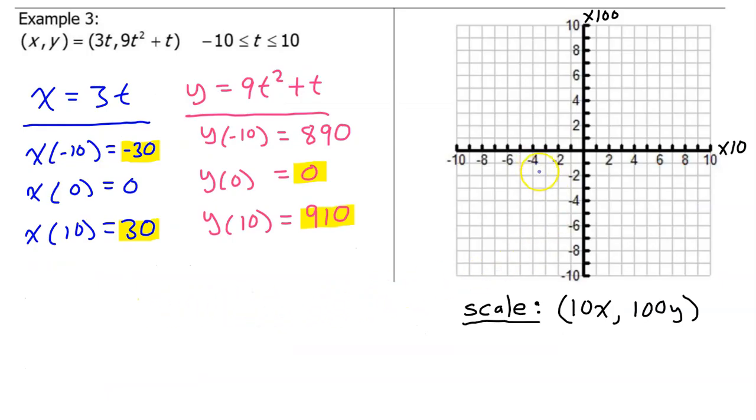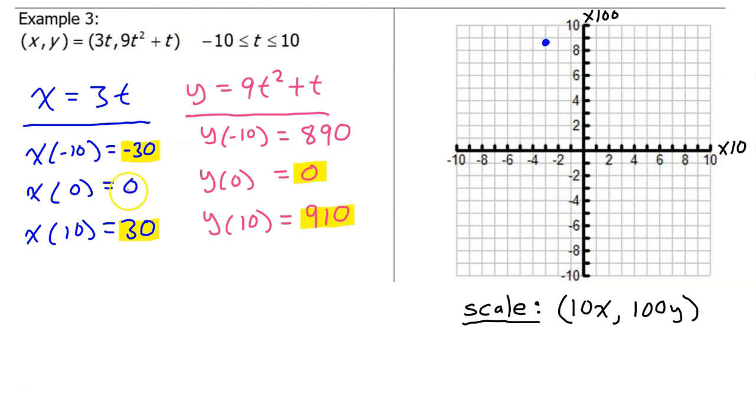For our notes, let's make a sketch of what we just saw. I need to change the scale so the graph will fit. For the x values, I'm going to multiply by 10. So each number will be like 10, 20, 30, 40. On the y-axis, I'm going to multiply by 100. So this is 200, 400, 600. When t was equal to negative 10, the x value was negative 30, and the y value was 890. So using my new scale, negative 30 will be here, and 890, so here's 800, here's 900, so almost 900.